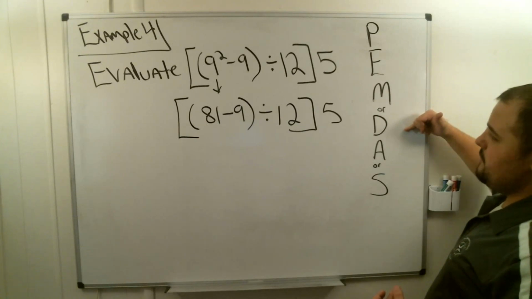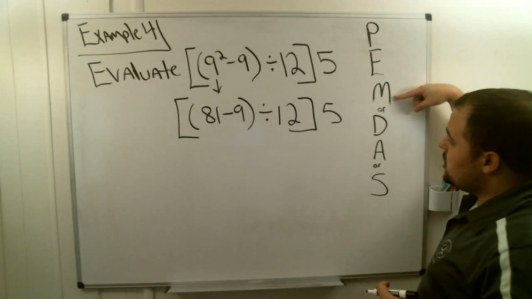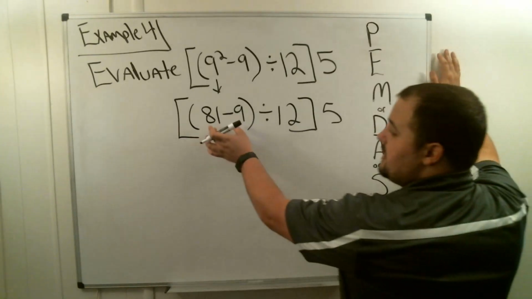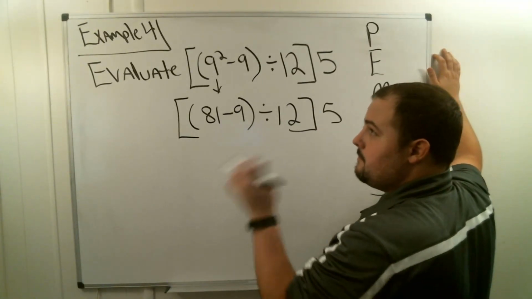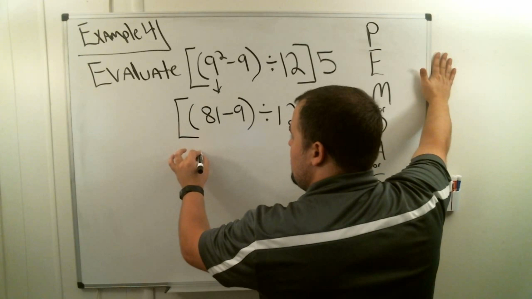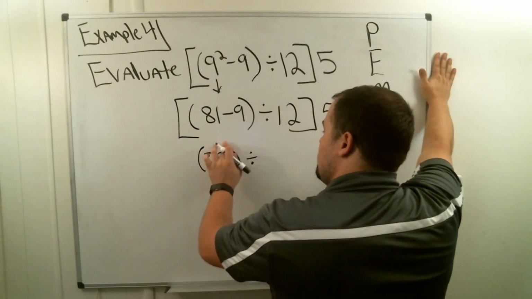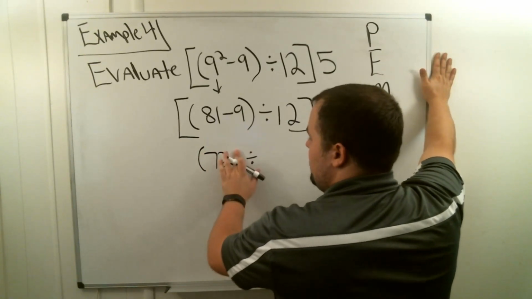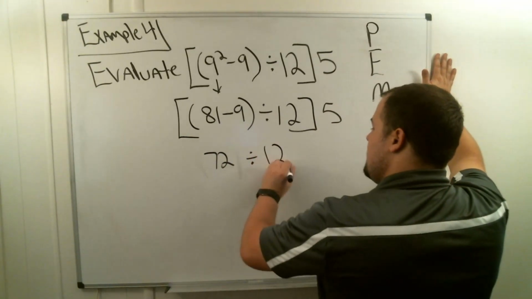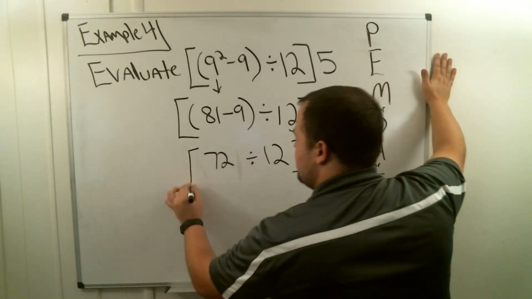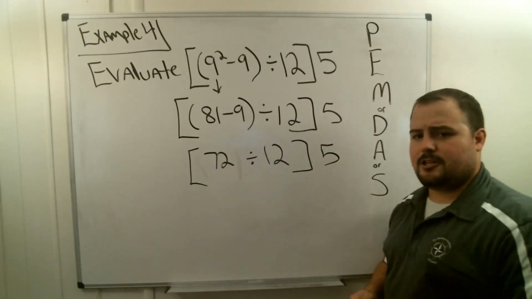There is multiplication or division, and based on the rules of PEMDAS, we first have to get rid of parentheses before we multiply or divide. So we need to get rid of this set of parentheses if we can. 81 minus 9, that's 72. So now, we really have 72 divided by 12, and I can take away my parentheses because we solved 81 minus 9. 72 divided by 12, and that's still inside brackets, which is like another set of parentheses. And then we have the 5 on the outside. We'll talk about what that 5 means here on the outside in a second.